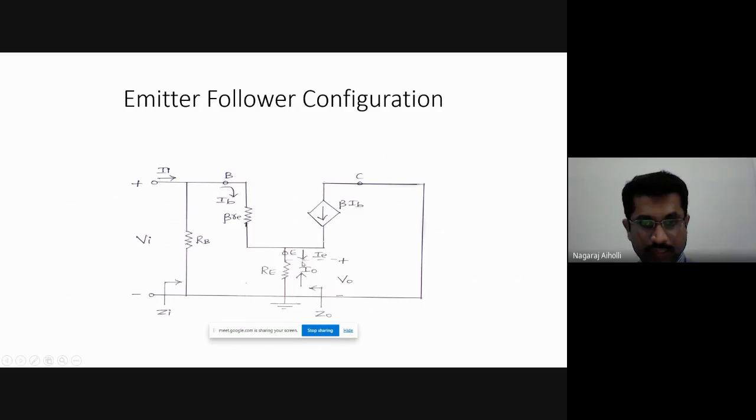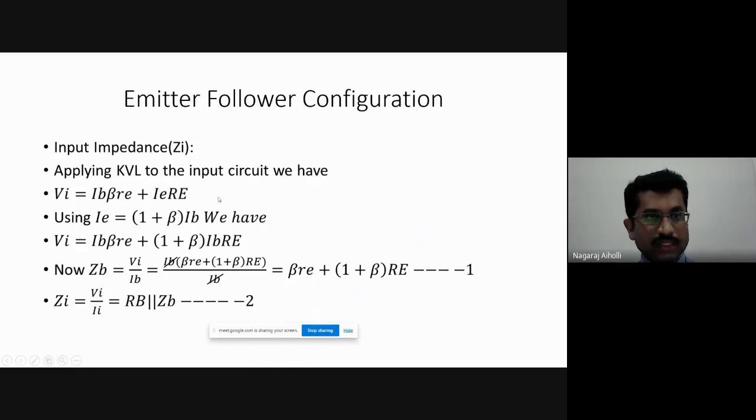IE is flowing in the downward direction. I naught, according to the convention of the two-port network, we are considering as flowing into the circuit. Then the output voltage is V naught and the output impedance is Z naught. Now, let us find the performance parameters.